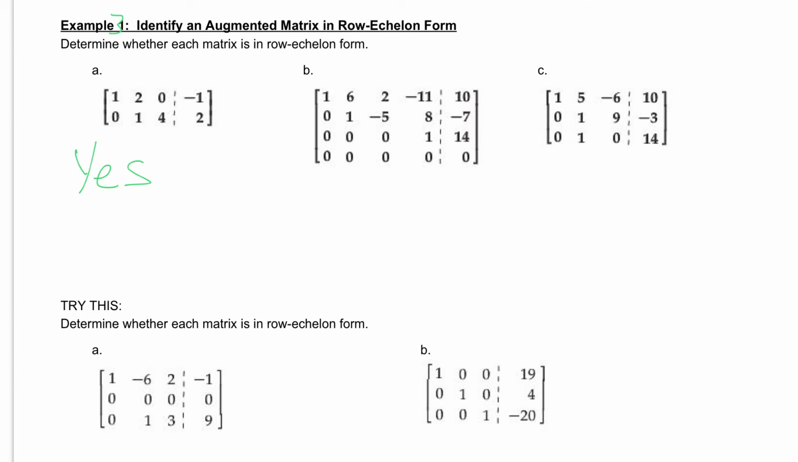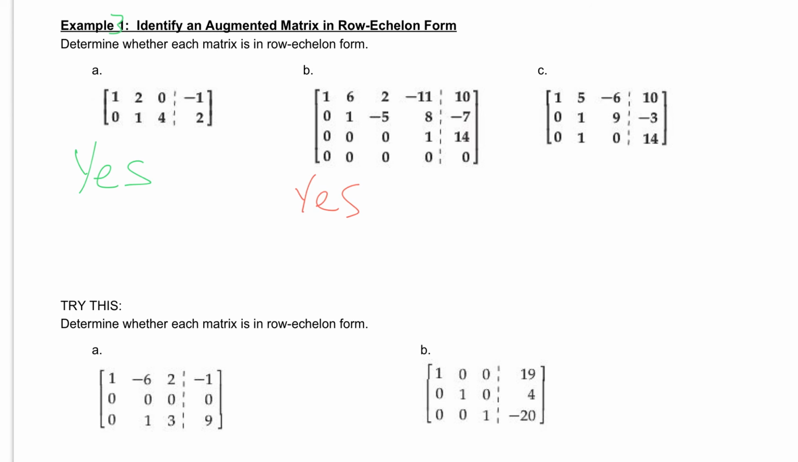In part B, if we check everything that we need to check, we look for our row of all zeros, and that is at the bottom. So the first thing is checked off. Then we need the first non-zero number to be a 1. So that checks out here. If we look in the second row, the first non-zero number is a 1. If we look in this third row, the same thing happens, and the fourth row is all zeros. So that's fine. And then we need to make sure that the ones above are to the left. So we have this one is to the left of that one, and this one is to the left of that one. So this is also in row-echelon form, so we can say yes.